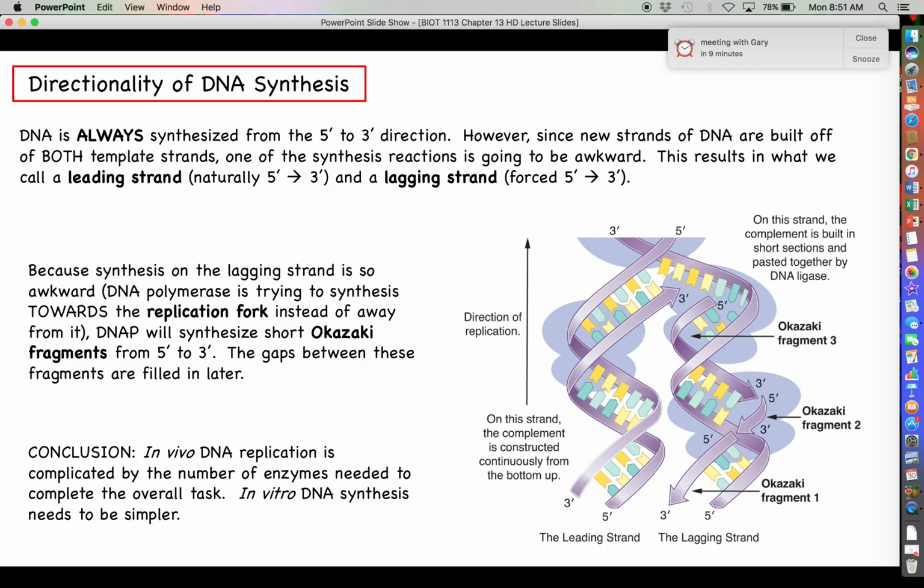Your big takeaway from the past two slides should be this. In vivo DNA replication is very, very complicated, and it seems like the sort of thing that is going to be very difficult to replicate in vitro, in vitro referring to things that happen in the laboratory. If we're going to get DNA replication to happen inside of a test tube, we need to find a way to simplify it, because this seems like an absolute nightmare to try to get to happen outside of the cell.